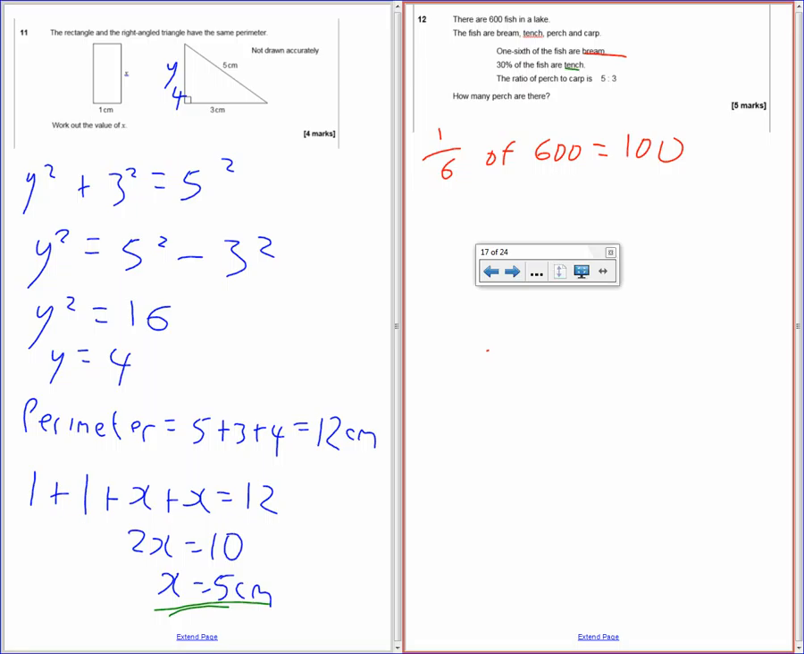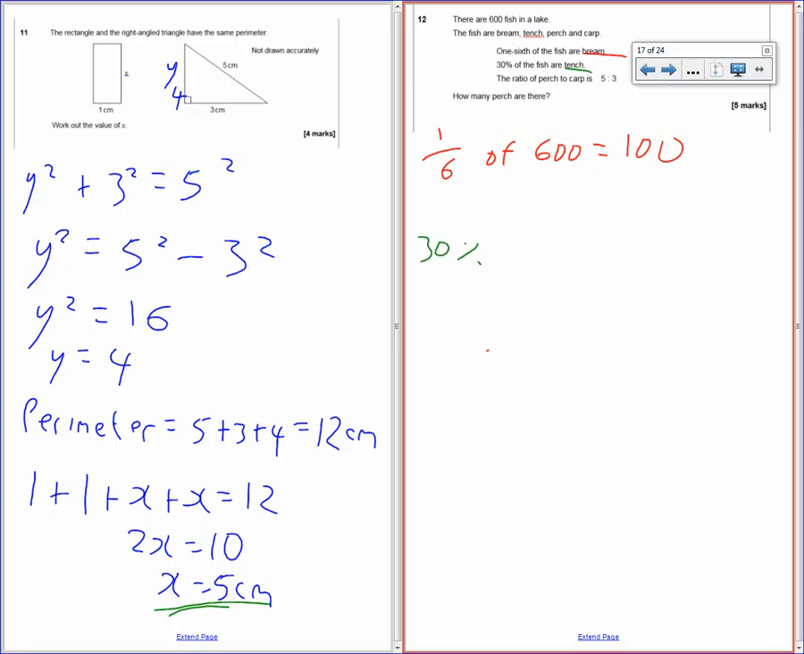30% are tench. So for 30% of 600, find 10%, and then times it by 3. So 10% is 60, times it by 3, you get 180. You've got 180 tench. So that leaves, take 280 away from 600, which means 320 of hertz or torque.